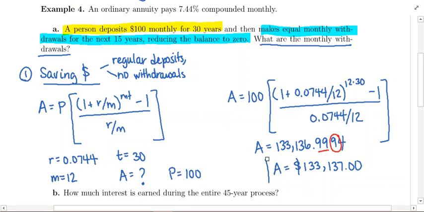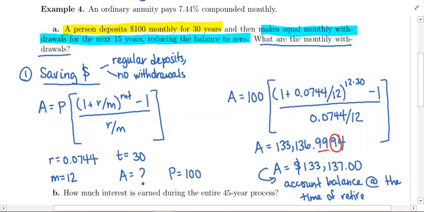All right, I was about to circle this as the final answer, but this is actually not the final answer. Remember, what are we looking for? We're trying to figure out what the monthly withdrawals are that the person can make once they're retired. So what we've just calculated is the account balance at the time of retirement. This is not our final answer, but we have to use this information in order to get our final answer. I'm out of room, so I'm going to continue on a separate sheet of paper.